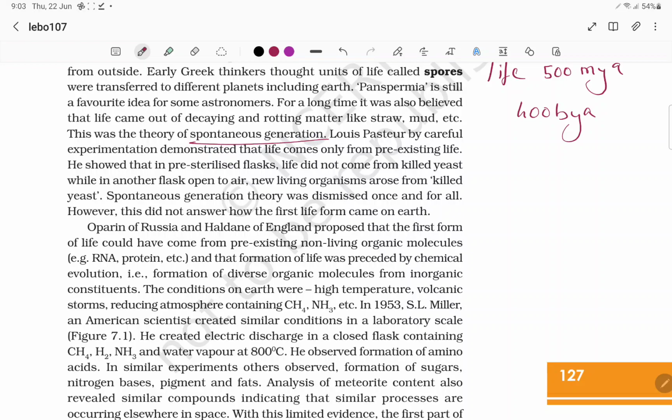Panspermia versus spontaneous generation. Louis Pasteur, by carefully experimenting, demonstrated that life comes only from pre-existing life. He showed that in a pre-sterilized flask, life did not come from killed yeast, while in another flask open to air, new living organisms arose from killed yeast. Spontaneous generation theory is dismissed once and for all. However, this does not answer how the first life came on Earth.